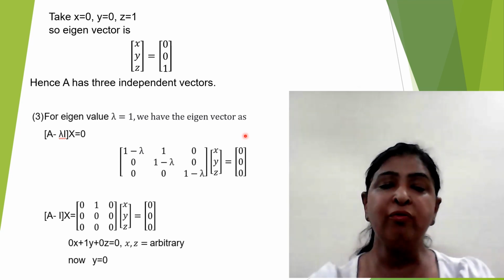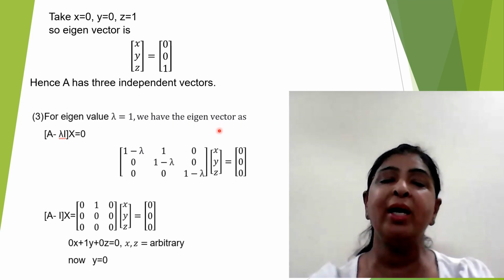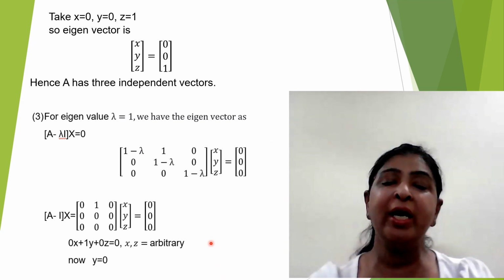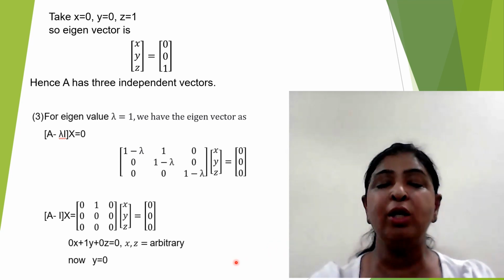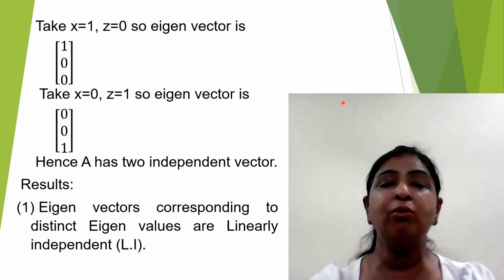Now for the third matrix, we have lambda is equal to 1. So our eigenvector equation is (A minus lambda I) x is equal to 0. Solve it out. When you solve it out, you will get 0 into x plus 1 into y plus 0 into z is equal to 0, so 0x plus 1y plus 0z is equal to 0, where x and z are arbitrary. So now take y is equal to 0. Let us take x is equal to 1, y is equal to z is equal to 0. So our eigenvector is [1, 0, 0].